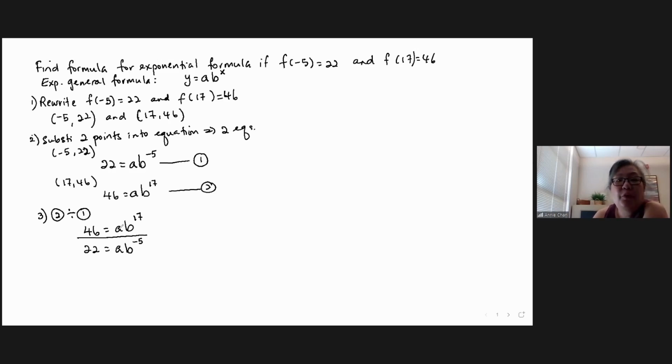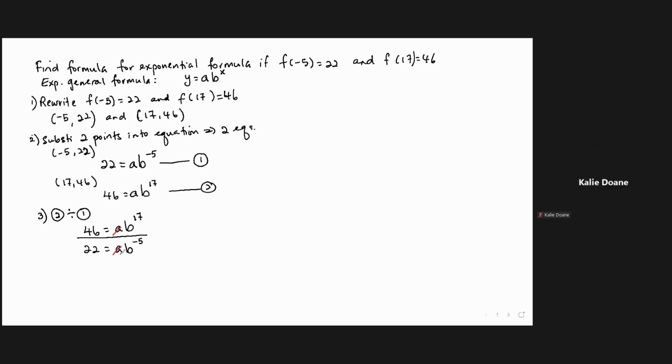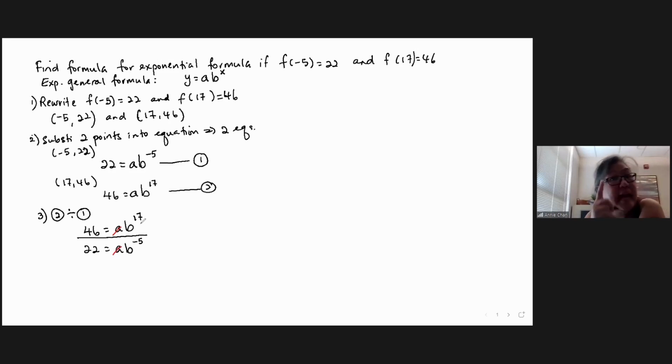Okay, now when I do this, I get to cancel out A. Yes? Yes. And the reason why I can cancel A is because it is A times B. If it is A plus B, I cannot cancel. Okay, you have to be very, very careful with the difference between the two. So then now what I'm left with is 46 equals b to the 17 over 22 equals b to the -5.